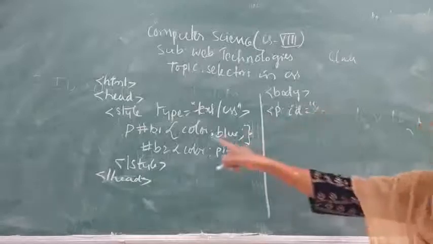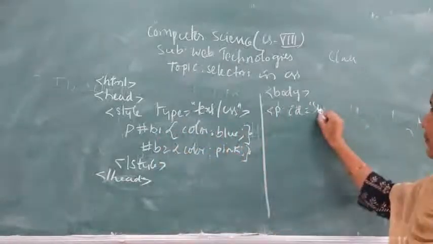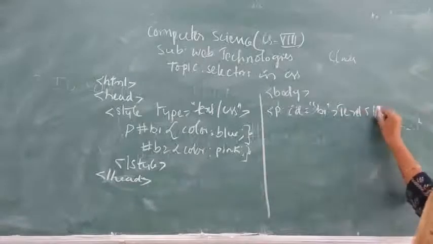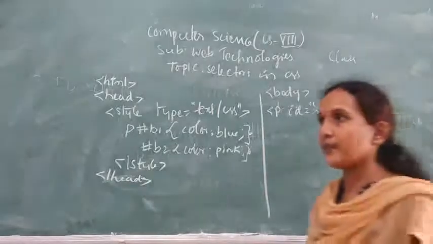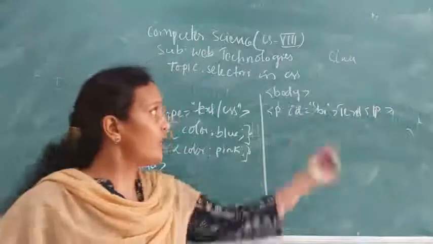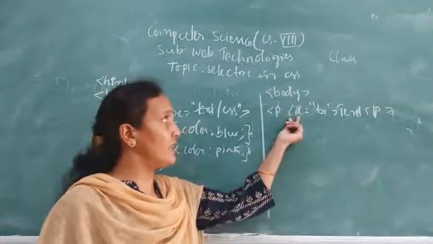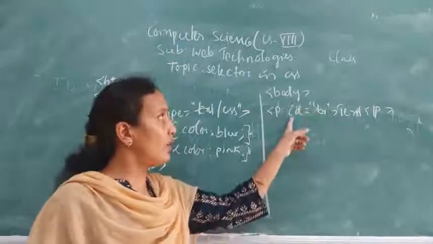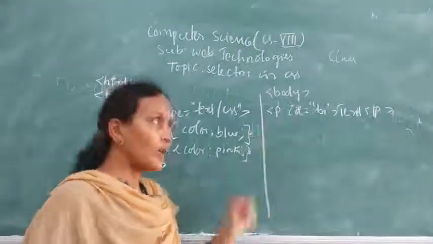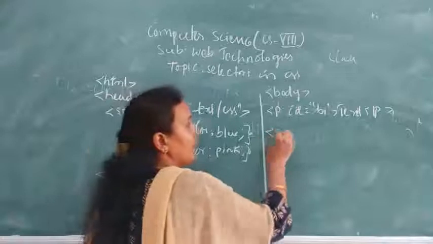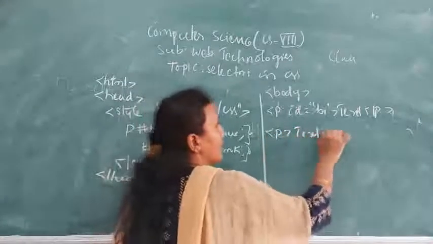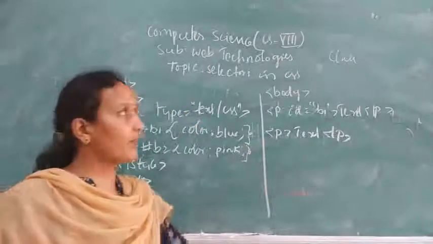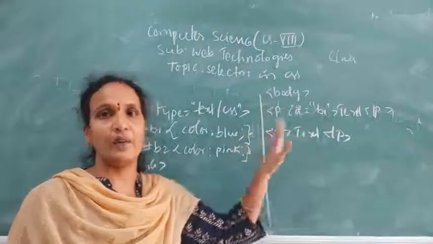What is the name of the ID? B1. Next, text, close the tag. Then what happened? Whatever properties you have given in this ID selector will all be applied to this element. Now here, paragraph text, close the tag. Here I have not included the ID. So whatever property is there in that ID will not be applied.